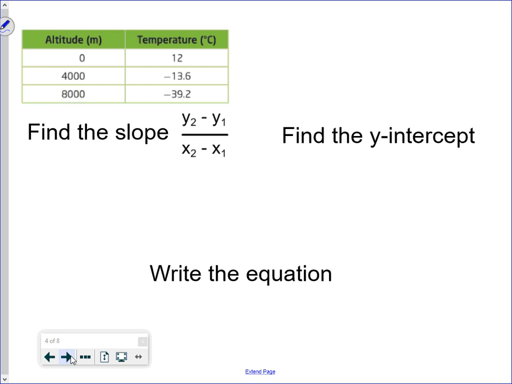In this next example, again, same 3 things that I'm trying to find. So we're going to start with the slope. So again, choose 2 points. Again, it doesn't matter which one it is. I'm going to choose the first point of 0, 12, and the second point of 4,000 and negative 13.6. Again, I'm going to label my brackets with x1, y1, and x2, y2.